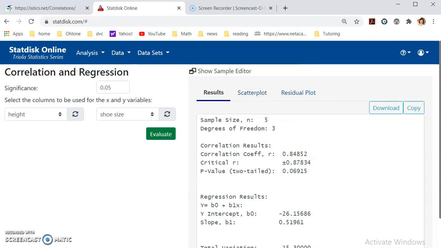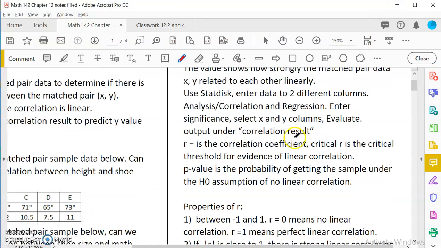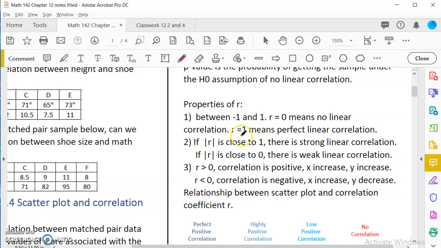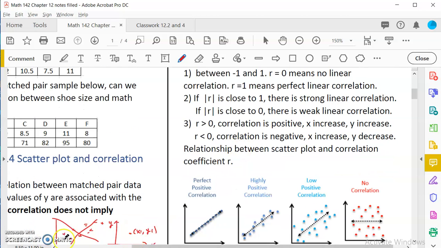Okay, so let's look at the material again. Some properties of R: it is between 1 and -1. If you do a lot of these matched pair data, you would not see it over 1 or under -1, because when it is 0, it's no correlation. When it is 1, that means perfect correlation. So we'll continue in the next video.